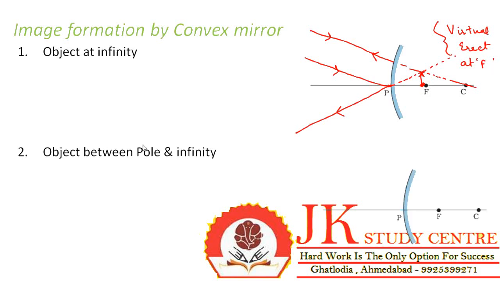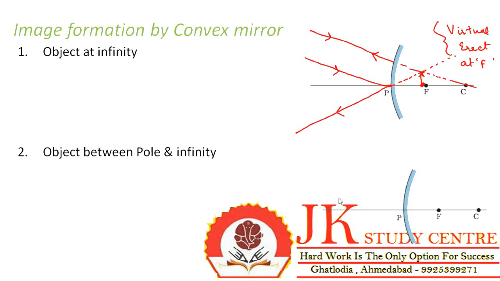Now let us look at the scenario where the object is placed anywhere between pole and infinity. In case of convex mirror, we do not discuss different positions because, since it is a diverging mirror, we do not get very distinct images at each point. Here we only discuss two things. One is the object is at infinity and the object is anywhere between pole and infinity, because for any point between pole and infinity, the nature of the image remains almost the same.